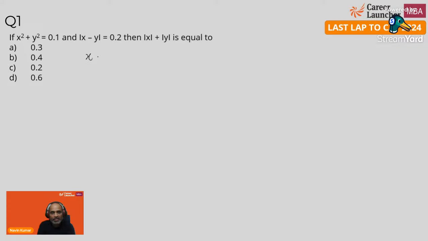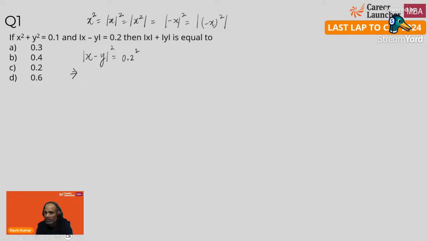So from here, if you look at mod of x minus y, which is given as 0.2. Now, if I square on both the sides, I will be getting x square, which can be treated as mod x square or mod of x square. They both are the same thing. Whether you say x square, or write mod x square, or write x square mod, all three are the same. Actually, you can also write minus x mod whole square, or minus x whole square mod. They all will result in the same answer.